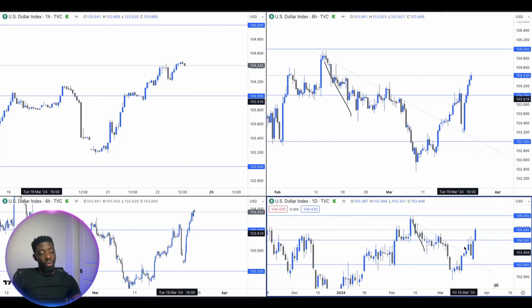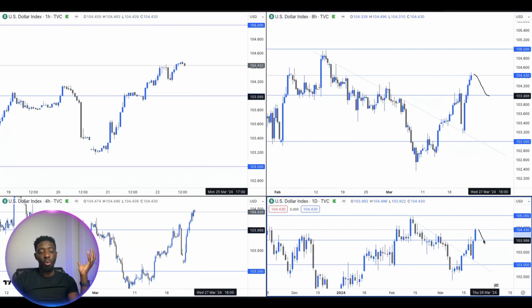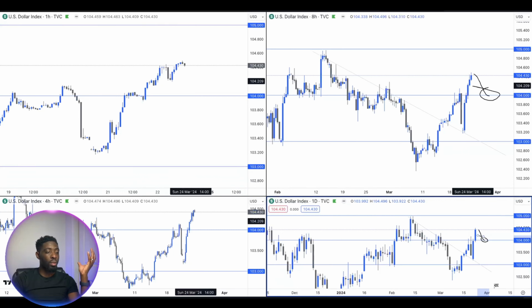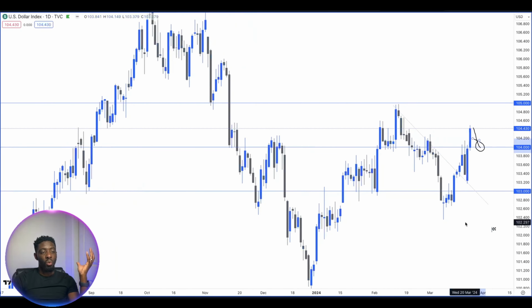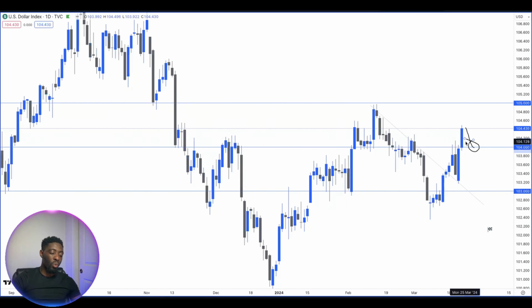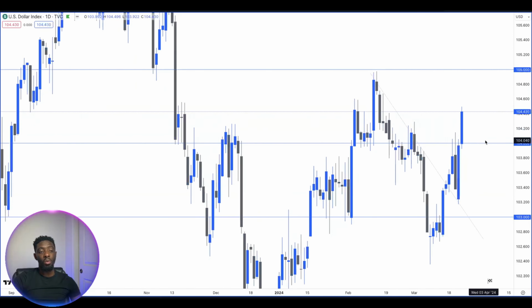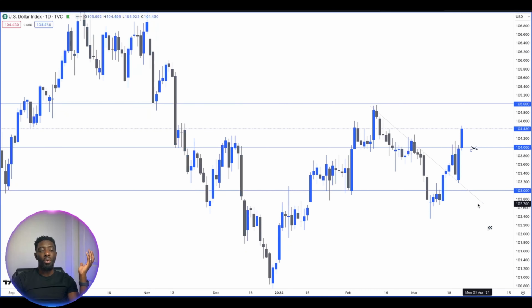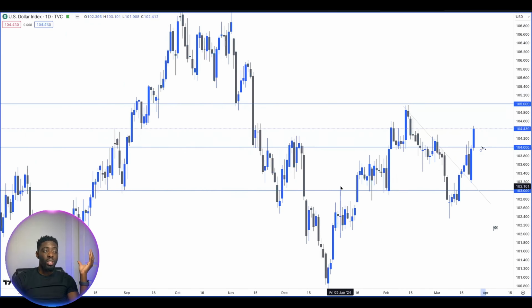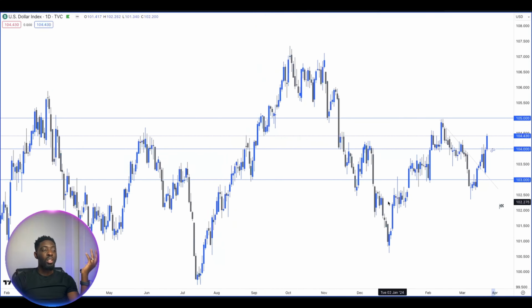So what's most likely going to happen on the DXY? It's, say, a pullback to an area like 104, an area like this. Let me make this bigger. So I'm expecting a pullback on the DXY to an area like 104, like right here. And the reason I'm saying so is very simple. Psychological numbers are key to my analysis.